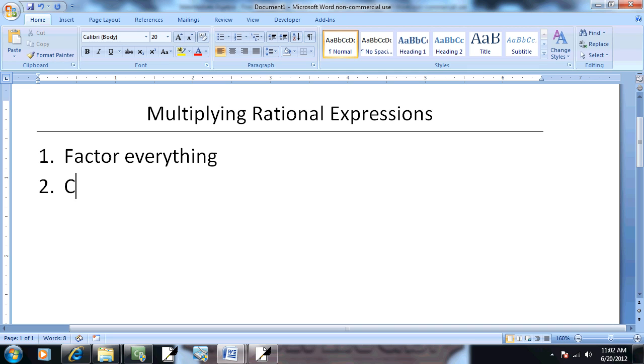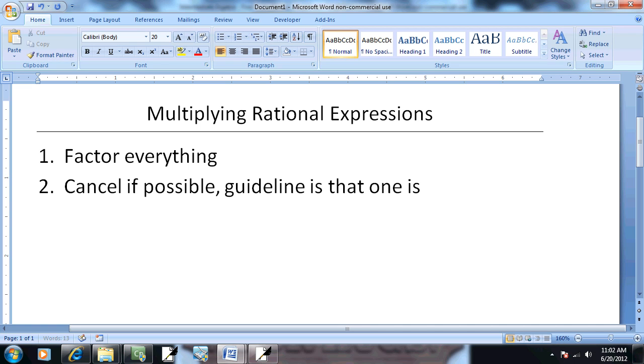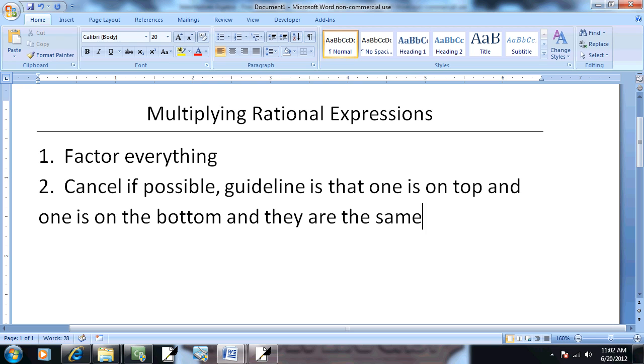Step 2. Cancel if possible. The guideline is that one is on top and one is on the bottom, and they are the same. We're talking about the factors here. And then step 3, multiply the tops, numerators, and multiply the bottoms, the denominators.